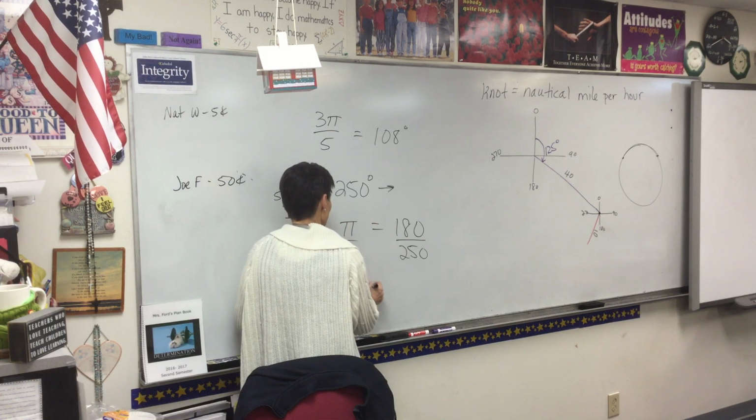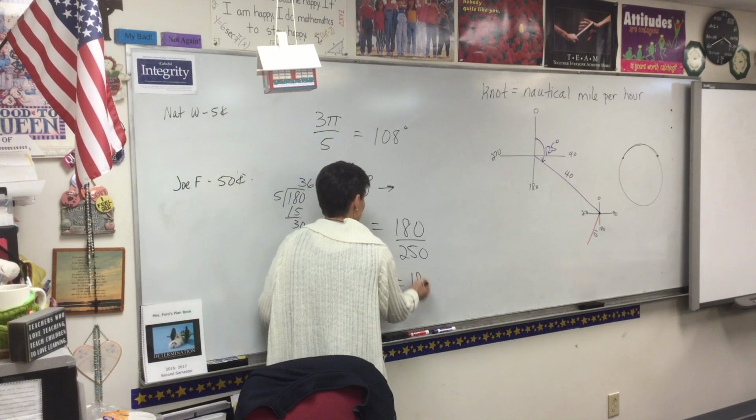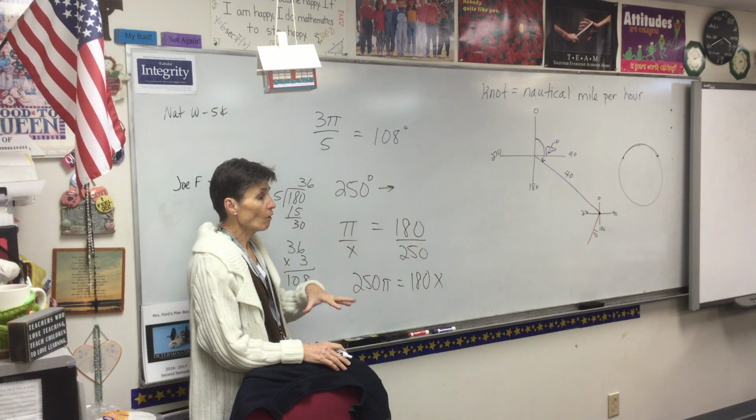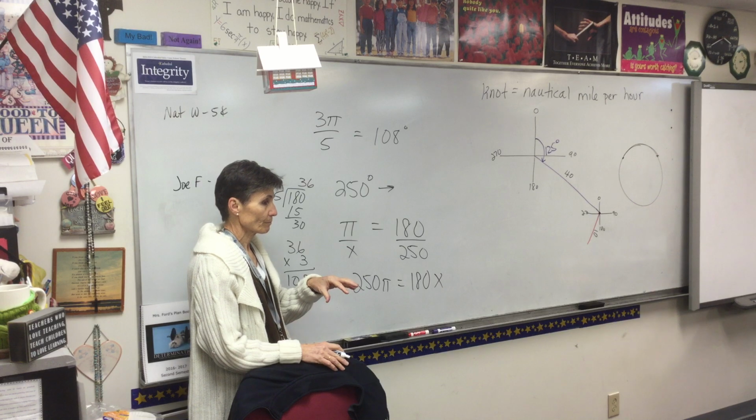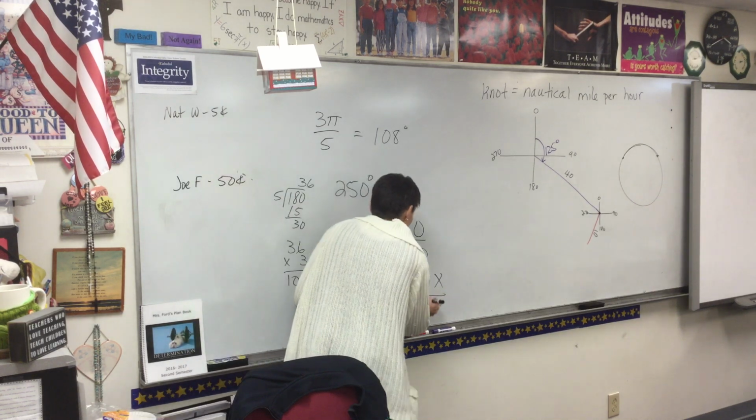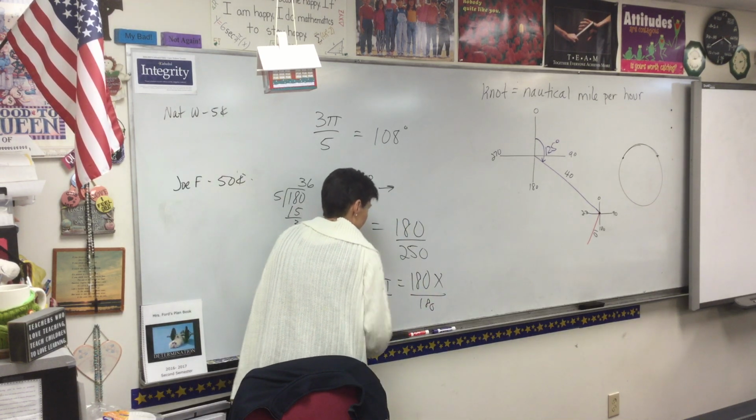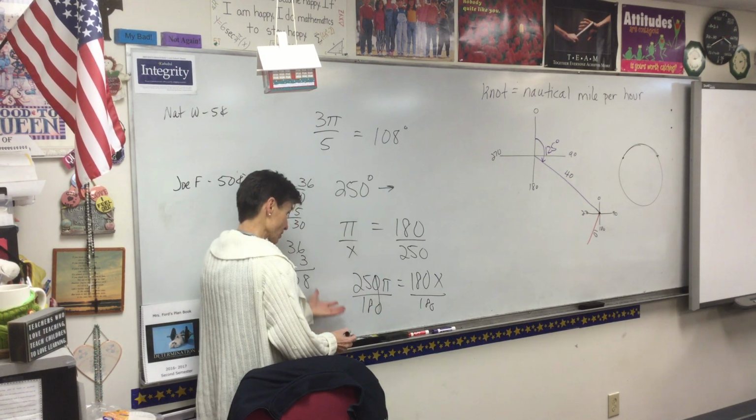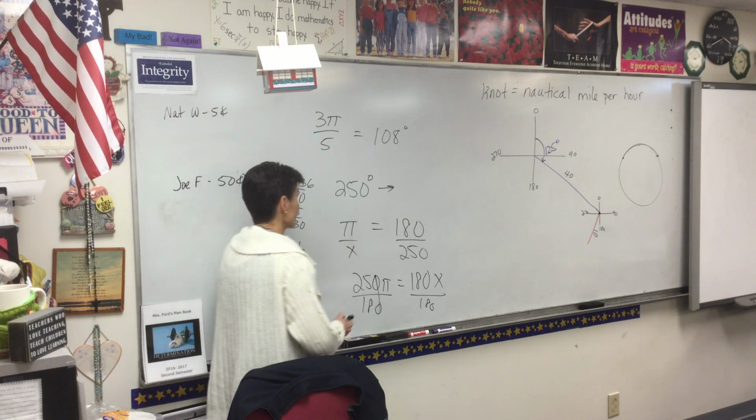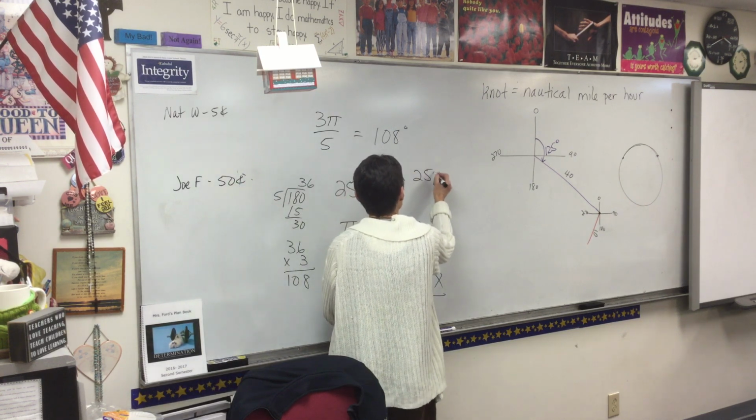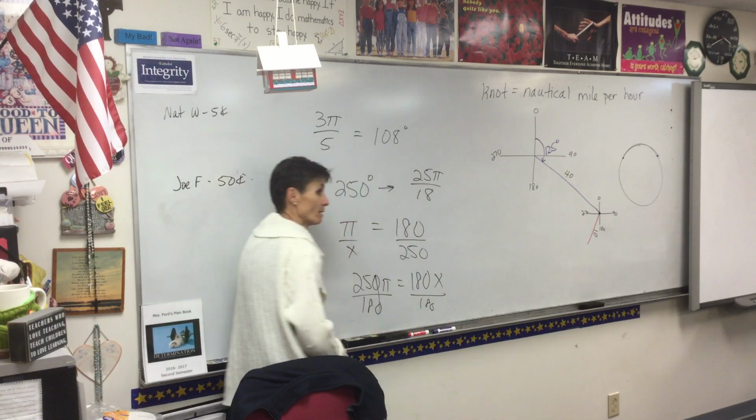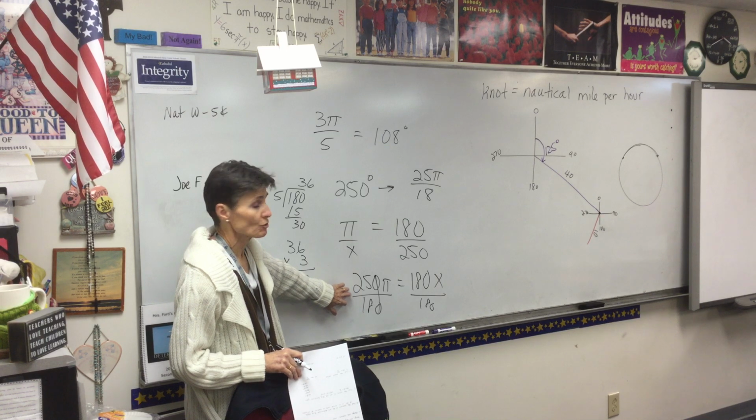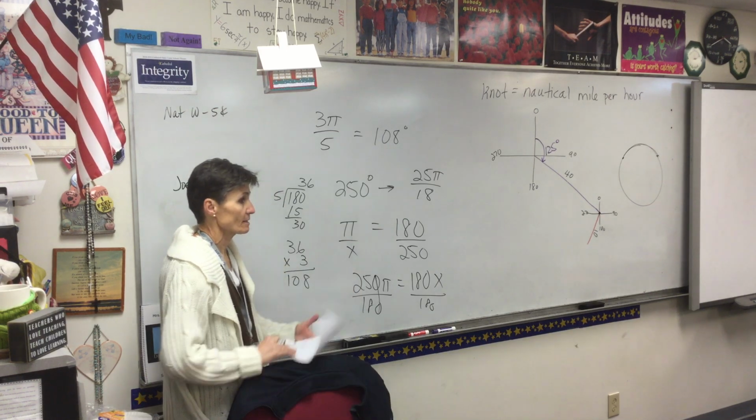So 250 pi equals 180x. Now we're solving for x. So we're gonna divide by 180. Get rid of the zeros and actually, 25 pi over 18 would be our answer. Now, sometimes this reduces further, so make sure you reduce it, but in this case it doesn't.